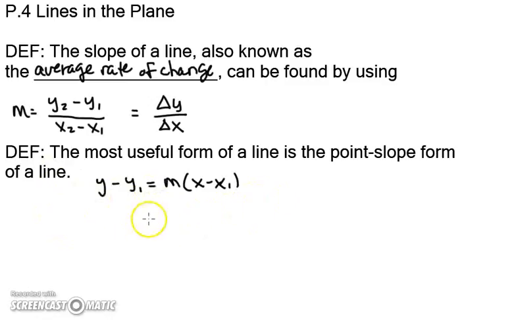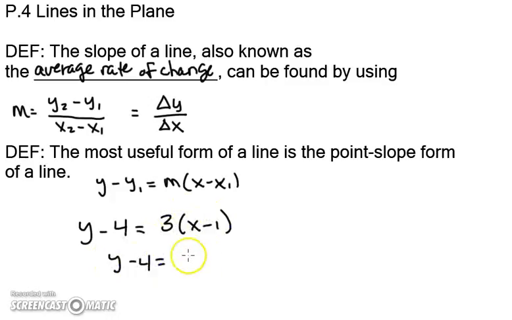If you wanted to, let's just make up a line here. Let's say y minus 4 equals 3 times the quantity x minus 1. If you needed to put that in slope-intercept form, what we could do is distribute the 3 and then add the 4, and then we're in slope-intercept form right away. So it takes a couple steps to go from here to slope-intercept form, but I want us to think point-slope form anytime that we can.